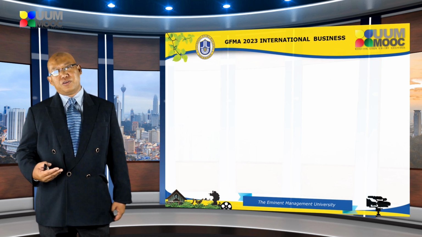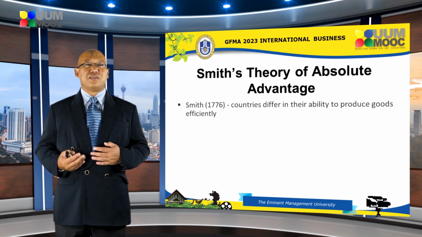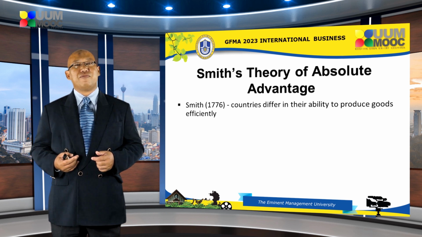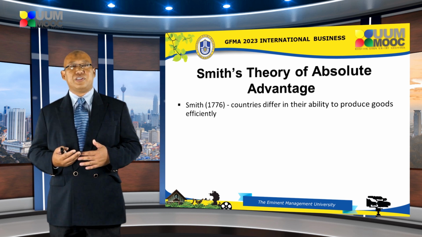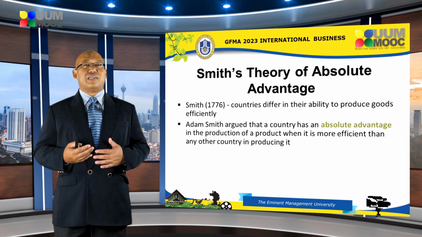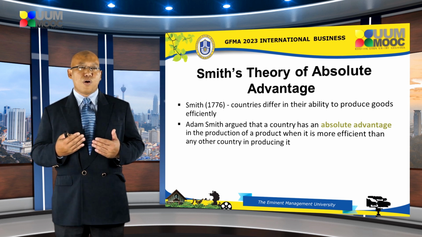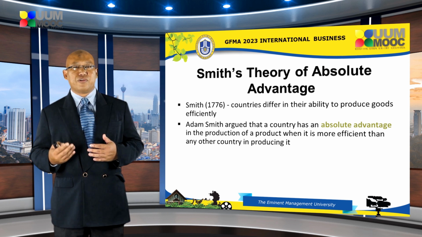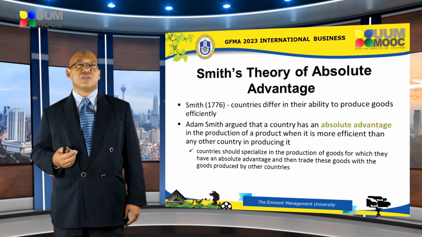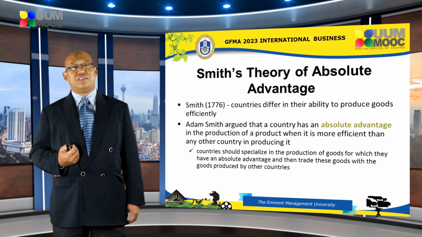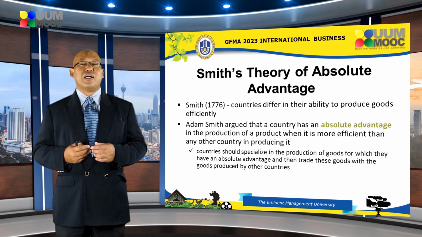Now, I would like to bring you to Adam Smith's theory of absolute advantage. Adam Smith, in The Wealth of Nations, written in 1776, observed that countries differ in their ability to produce goods efficiently. Adam Smith argued that a country has an absolute advantage in the production of a product when it is more efficient than any other country in producing that product. Countries should specialize in the production of goods for which they have an absolute advantage, and then trade these goods for the goods produced by other countries.